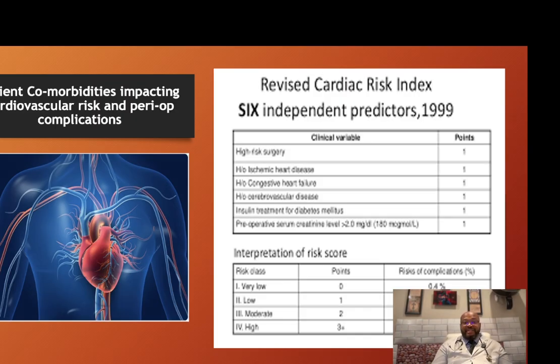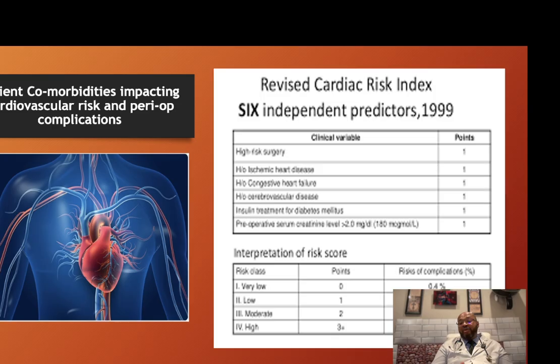So then you look at the patient's comorbidities that will impact their cardiovascular risk and perioperative complication risks. So there is the revised cardiac risk index, which has 6 independent variables and was revised in 1999. Each of these 6 variables gives 1 point. If it's a high-risk surgery, like we mentioned, then they get 1 point. History of ischemic heart disease, they get 1 point. History of congestive heart failure gets 1 point.